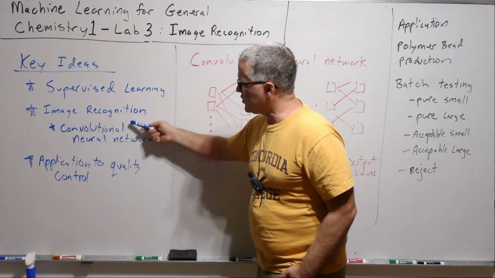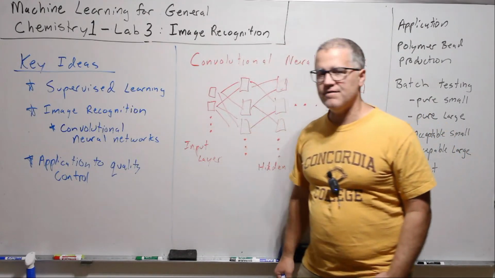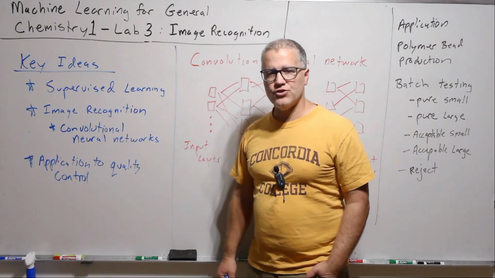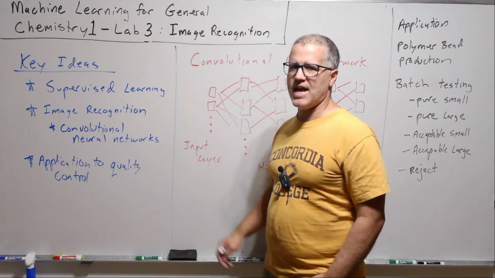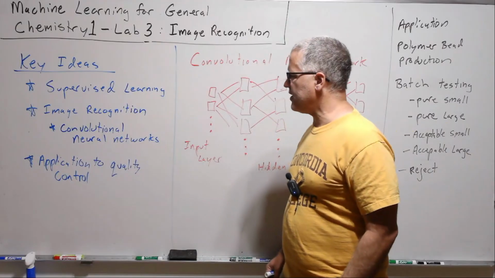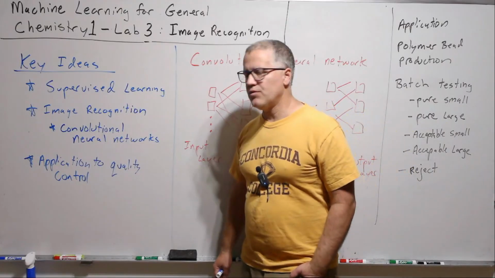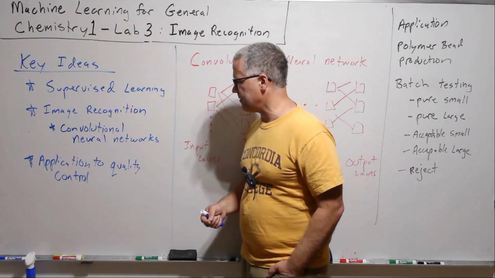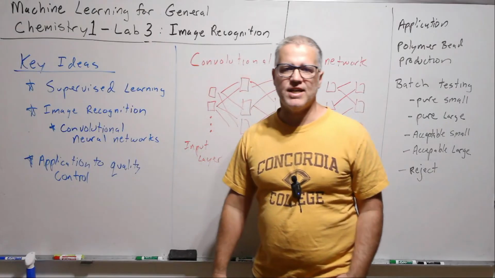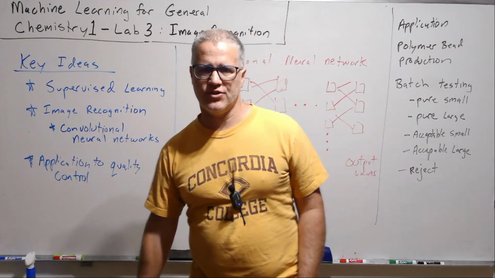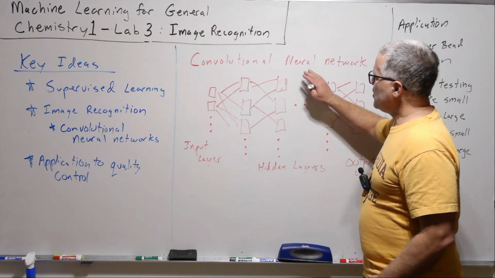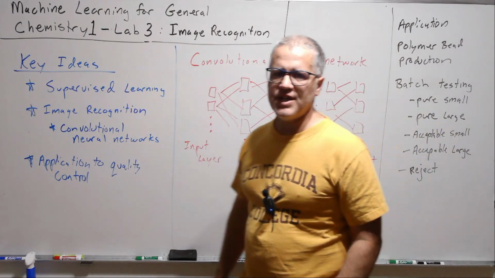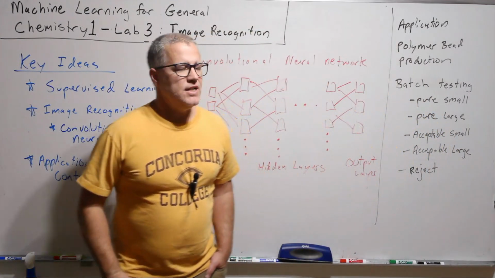The image recognition here is going to be done via what are called convolutional neural networks. I'll speak a little bit about that, although we don't want to get led too far afield, but we want to have some understanding of how it's working. And then, like I said, it'll be an application to quality control in chemistry. So this is a new algorithm for us, the convolutional neural network.